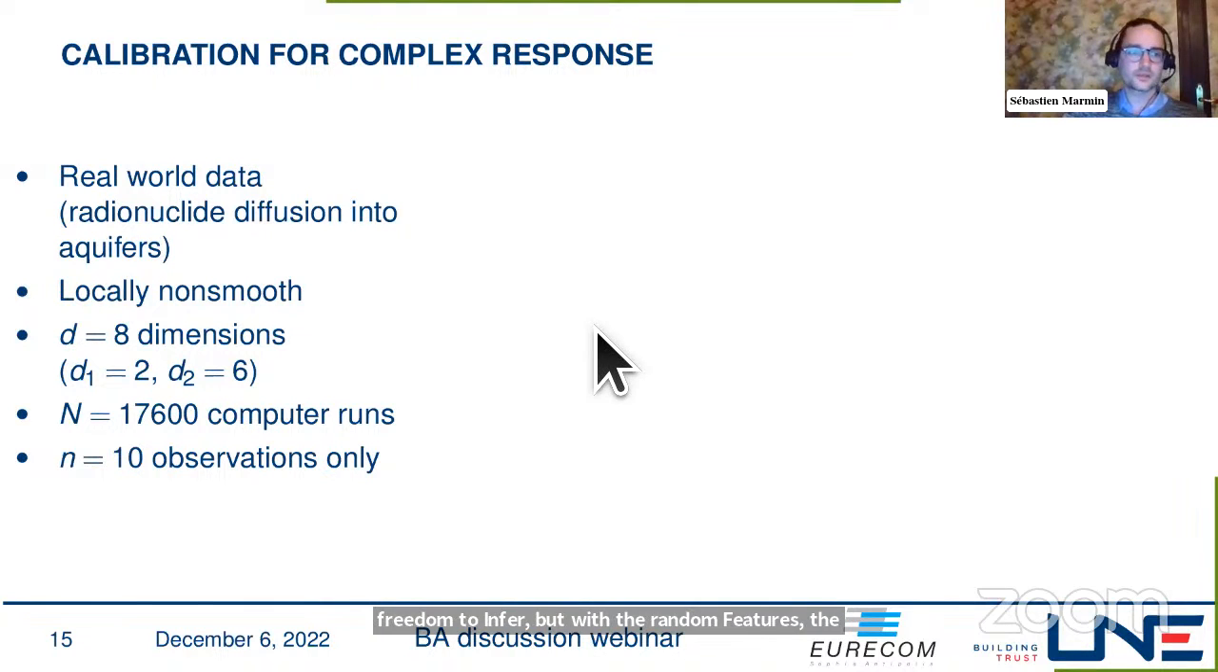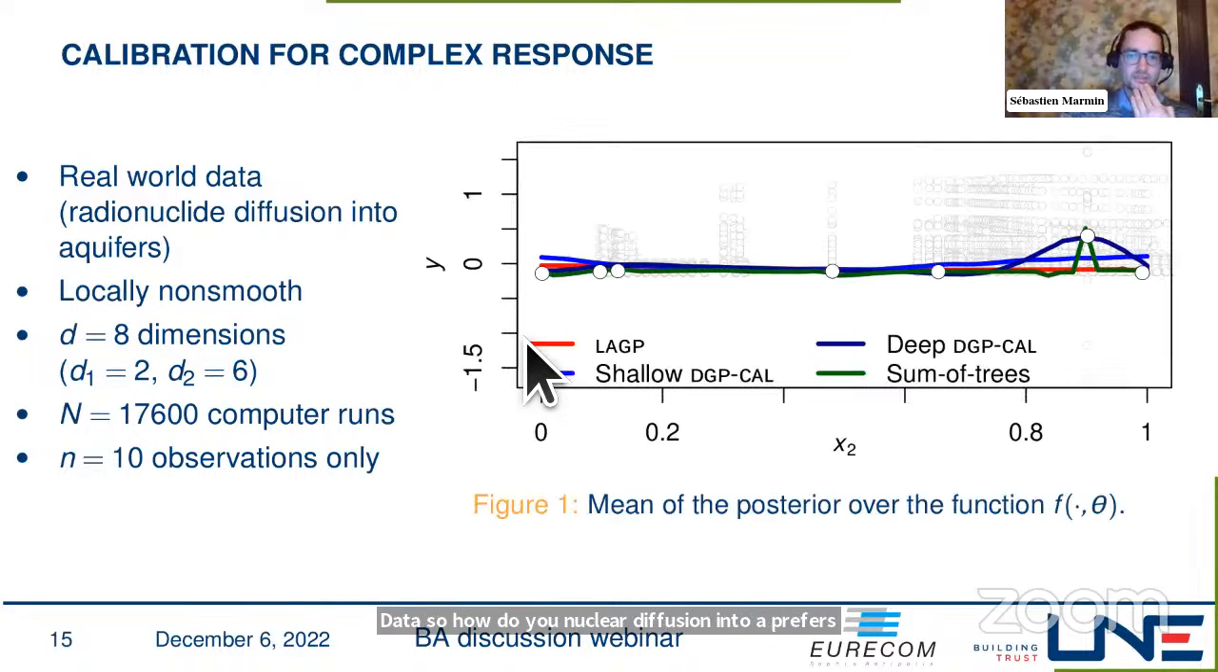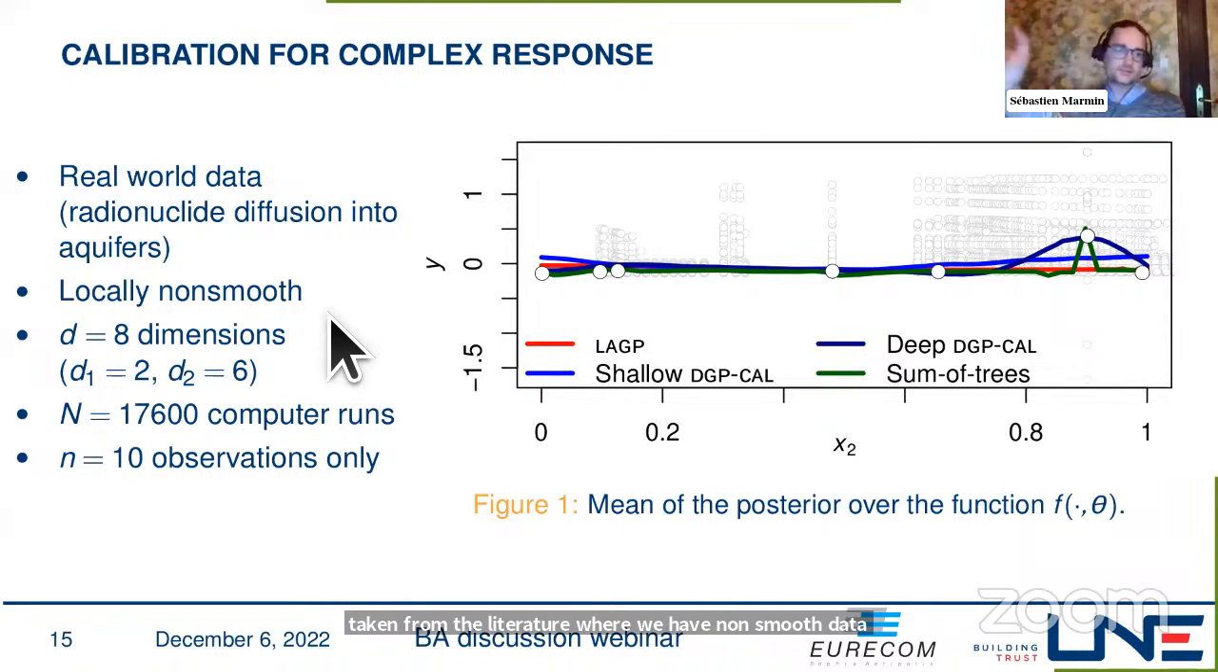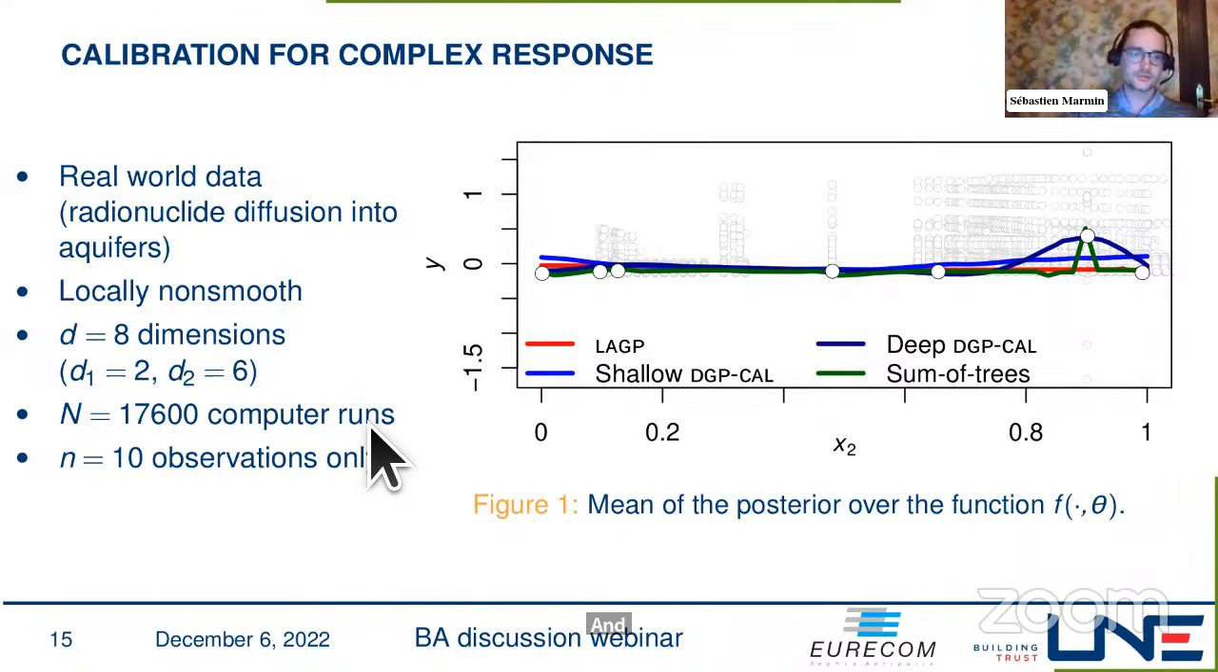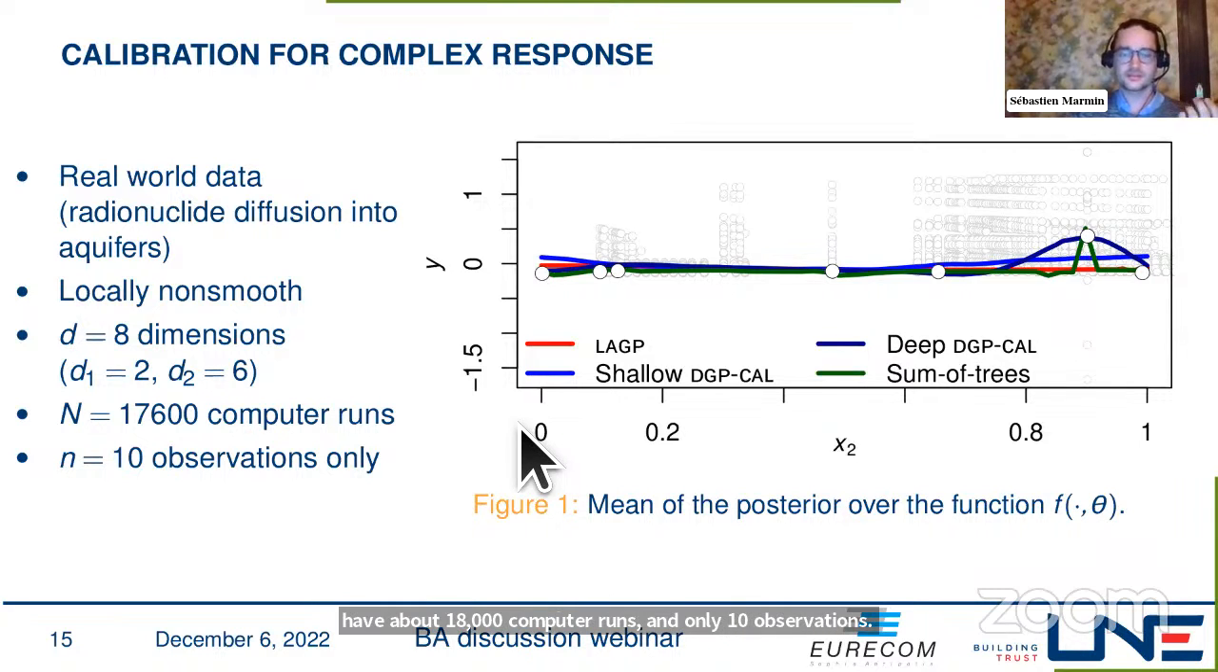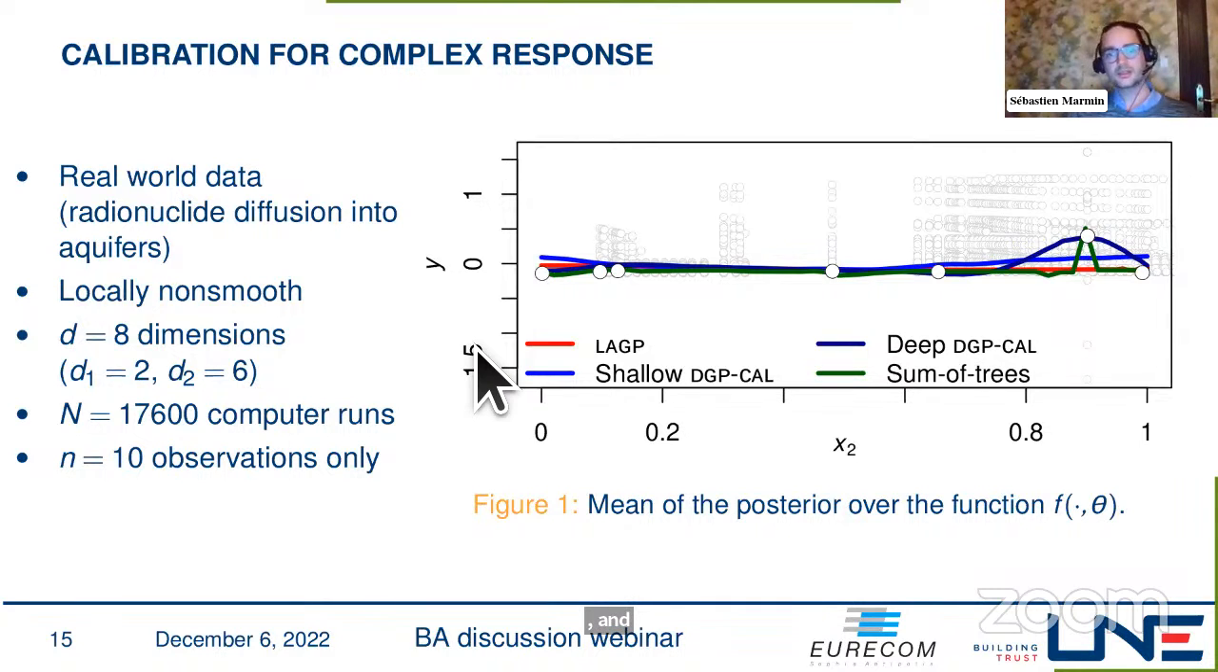So another example is with real-world data. Radionuclide diffusion into aquifers, also taken from the literature, where we have non-smooth data and an input space of 8 dimensions, with 2 input variables and 6 calibration parameters. We have about 18,000 computer runs and only 10 observations. So we will come back to this, but there's definitely a problem with identifiability when the calibration space is so big in dimension, and also when there are few real observations.